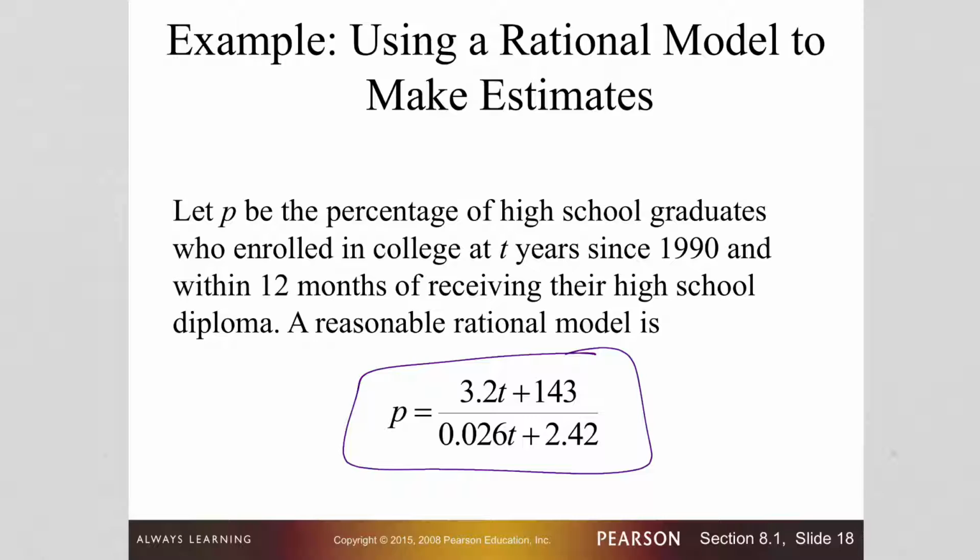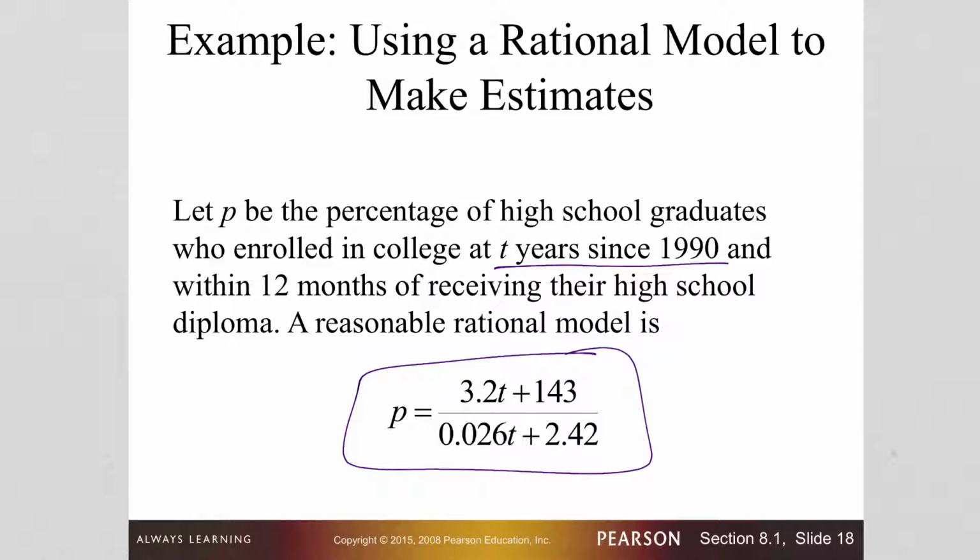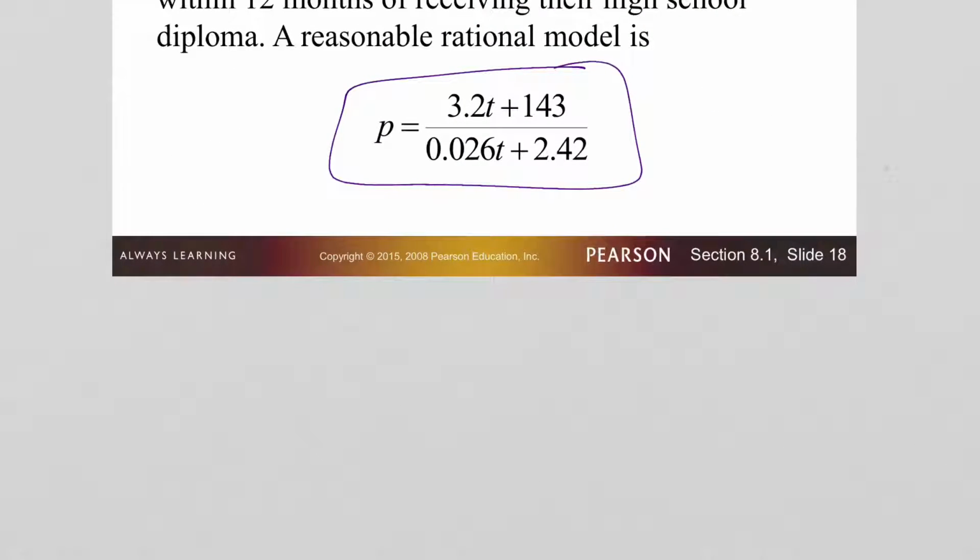Now, P is our percentage, T is our time since 1990. And if you'll see here, we're looking at 2009. So that would be 19 years since 1990. So I'm going to put 19 in for T. Oops, instead of that, I want to put 19 in there.